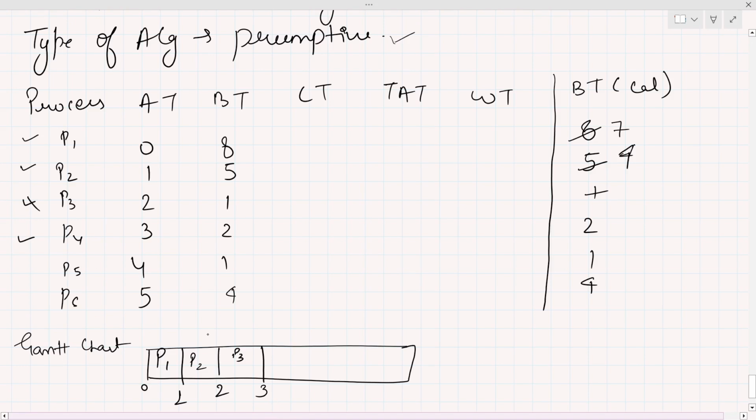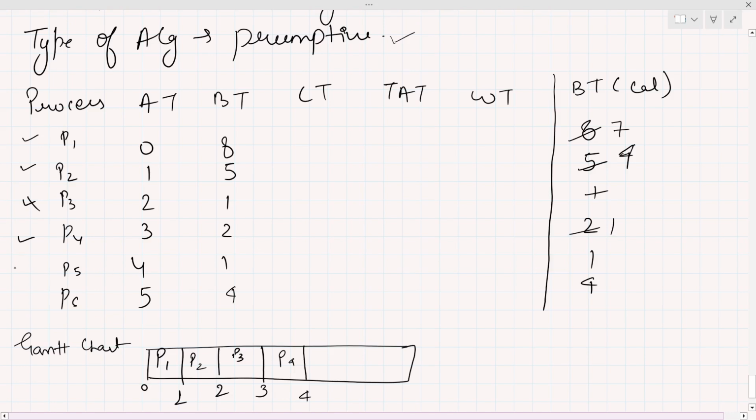Whoever has the smallest burst time will get the CPU. P4 is the process with the smallest burst time, so P4 will get the CPU for 1, because at 5 we have another process available. So you add only 1, P4 is executed once. So P4 goes from 2 to 1, and the time becomes 4.